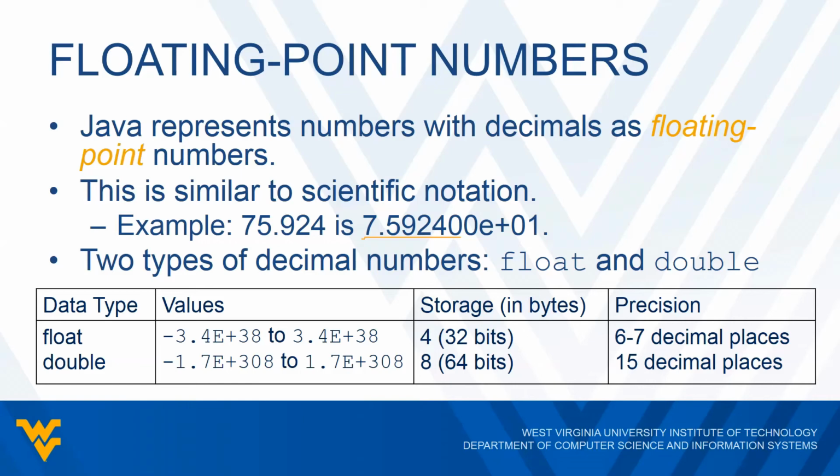Now the double gives us a much larger range of values to work with. So we can go from negative 1.7 times 10 to the 308th power all the way to 1.7 times 10 to the 308th power. And only 8 bytes are needed for this. And we would have 15 decimal places of precision.